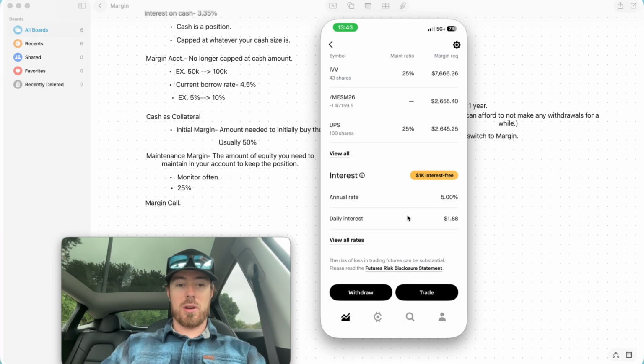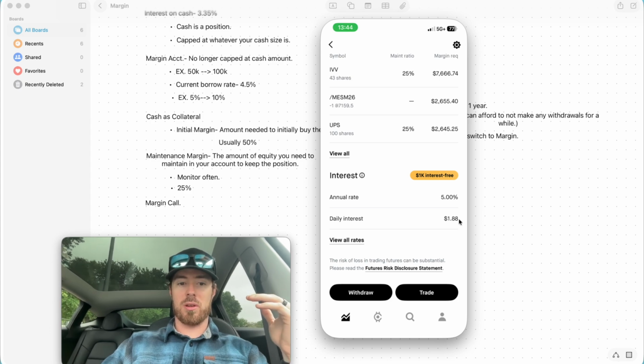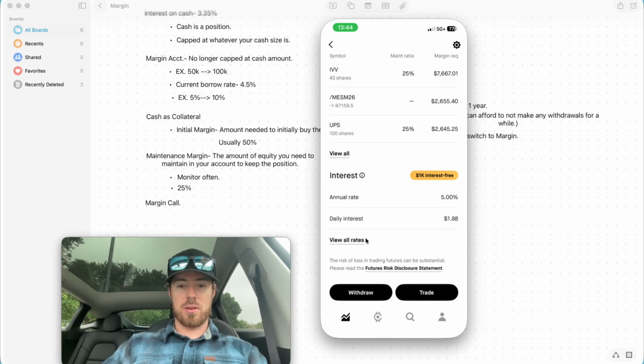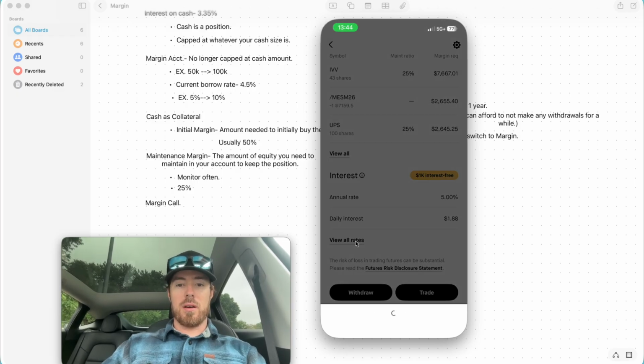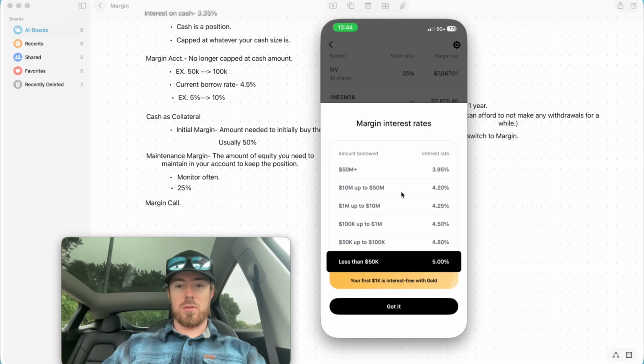And here's what I was talking about earlier. It shows you your daily interest right here. You don't have to do the 5% of your total margin, divide that by 360. You can just hit that arrow, come right here. It tells you your daily interest. This is going to tell you whether you can afford it or not. Multiply that by 30 days or whatever you need to do to determine how much you can afford per month and use this as your calculation. It's that easy.